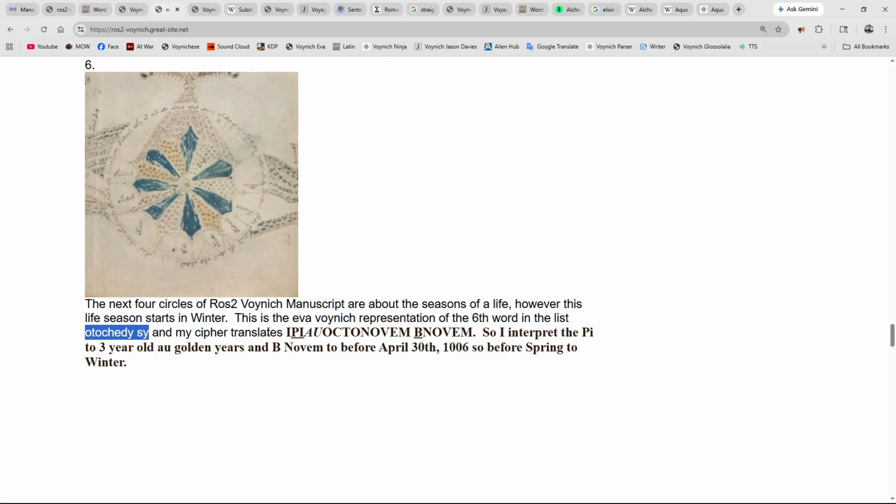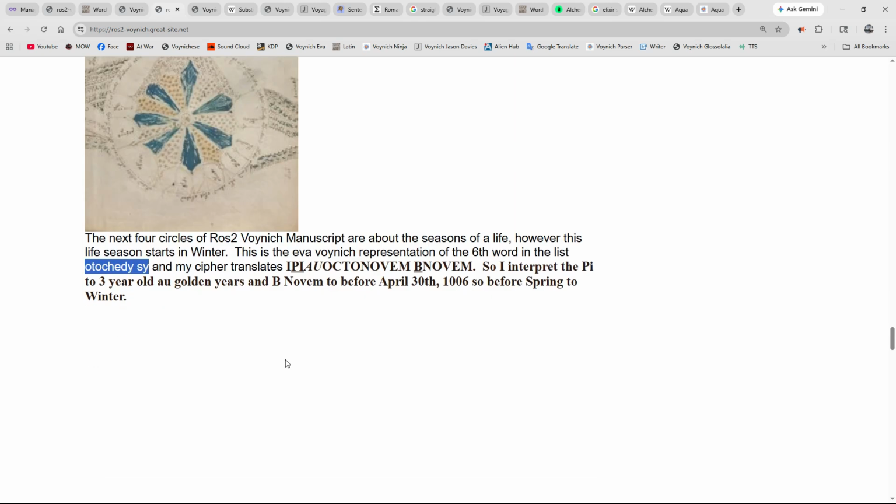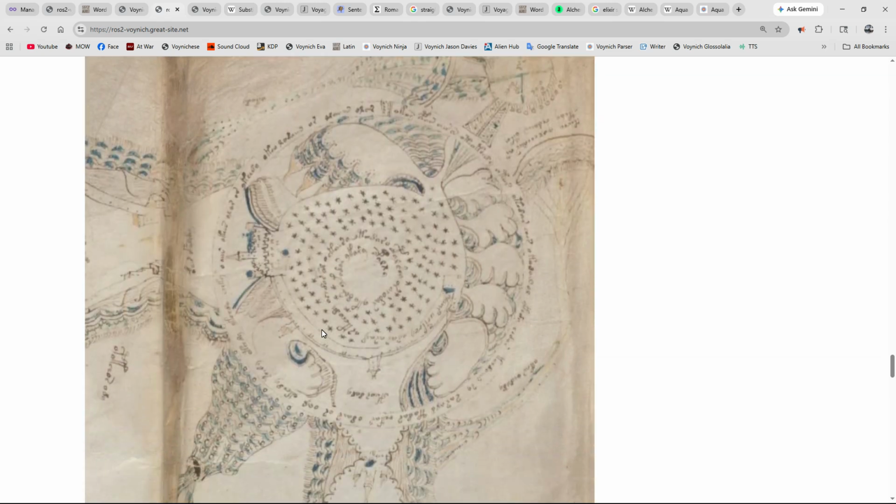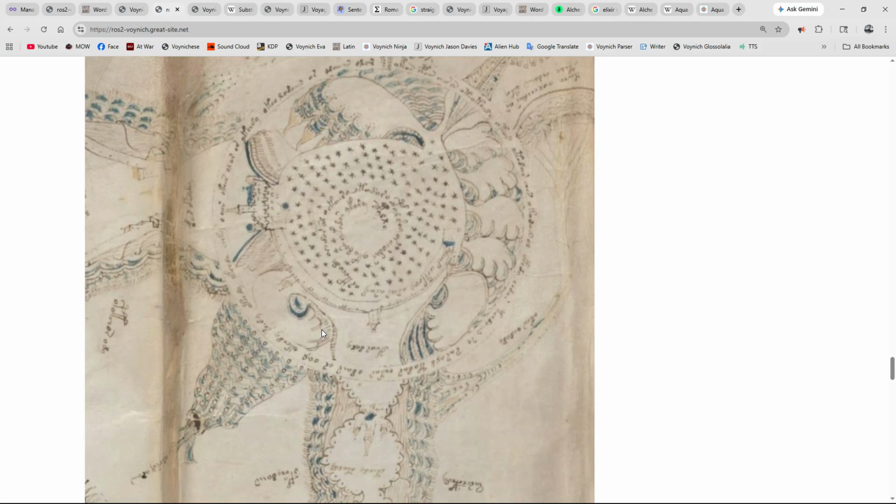It's the 6th circle of the Ros2 map. Moving downward or crossing up into the castle folio. This will be the spring.